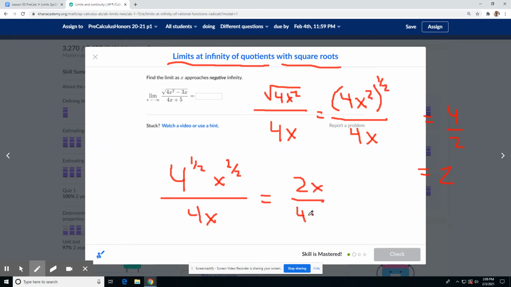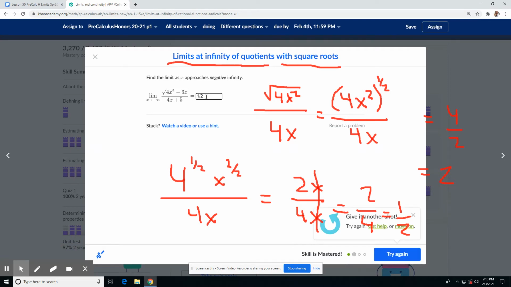2x over 4x. As we go to infinity, the x's would reduce out. 2 over 4 turns into 1/2. So the structure is all the same. You focus on the leading terms and then just apply the square root only to that because that's what's in charge as it goes to infinity. 1/2.